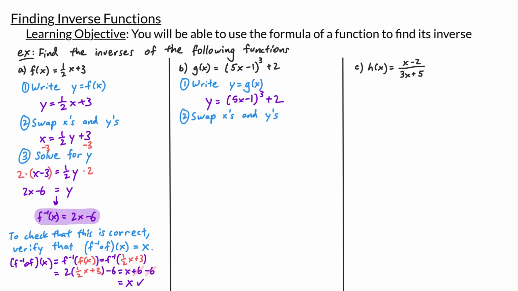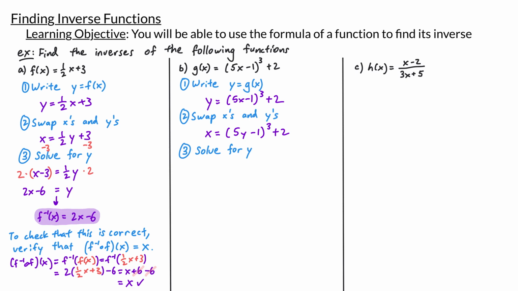Next, we'll swap the x's and y's in our equation. So that's going to give us x equals 5y minus 1 cubed plus 2. Again, we do this because when we compare a function and its inverse, its inputs and outputs are swapped. So by swapping the x's and y's, our equation here now describes the inverse of g. Our last step here is to solve for y.